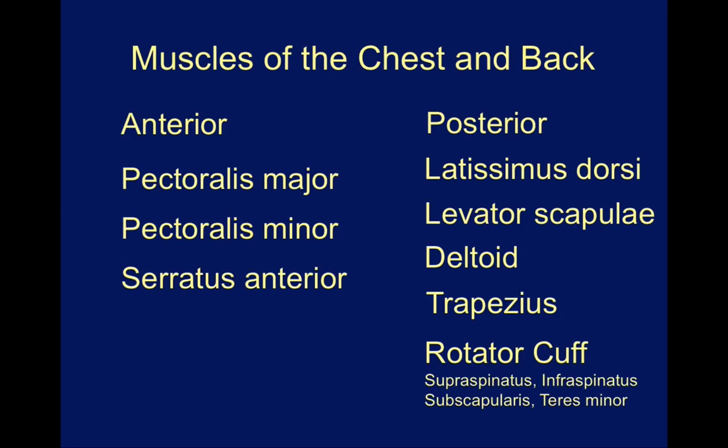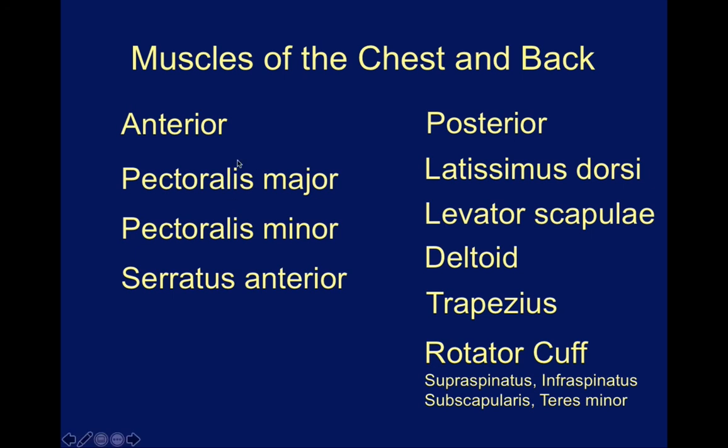The next set of muscles that we're going to discuss are the muscles of the chest, and then after we've discussed these three, we'll make our way to the muscles of the back. So anteriorly are the three muscles of the chest, and posteriorly are the muscles of the back. The three muscles of the chest include the pectoralis major, the pectoralis minor, and the serratus anterior. Let's go ahead and break down these names to get a little bit of information about these muscles before we see them.